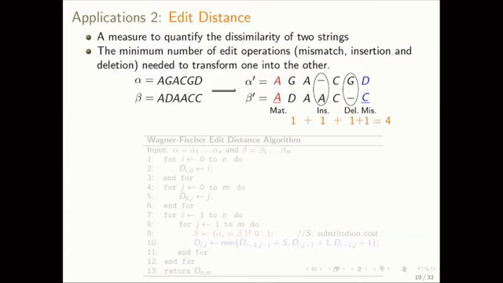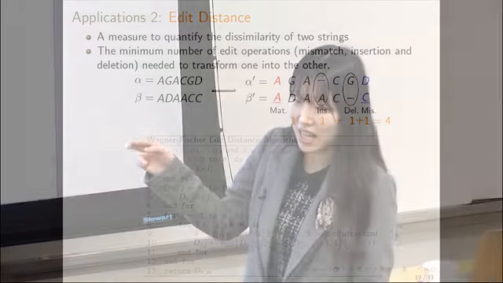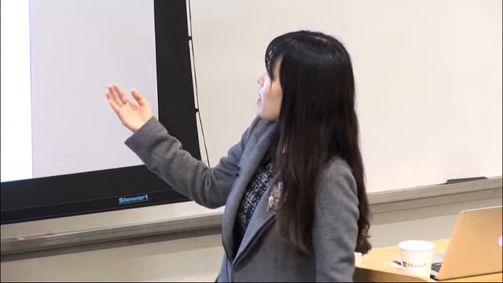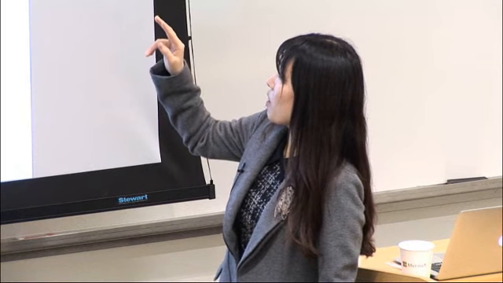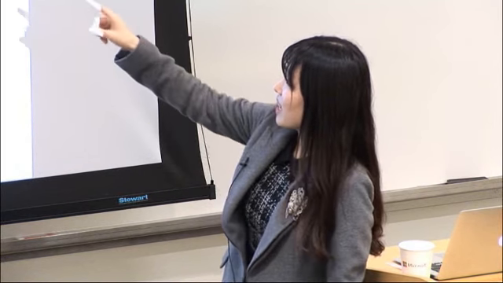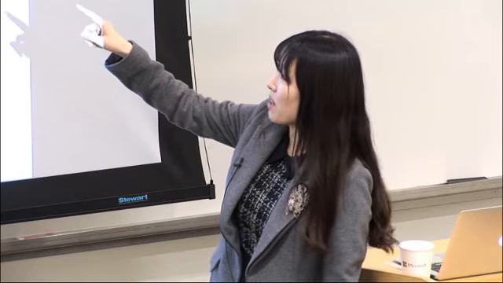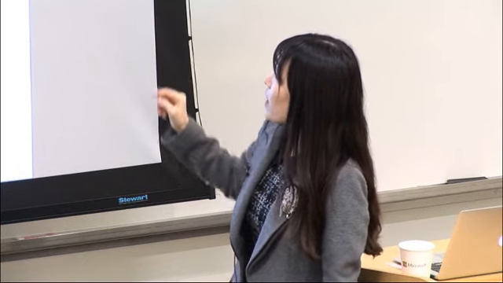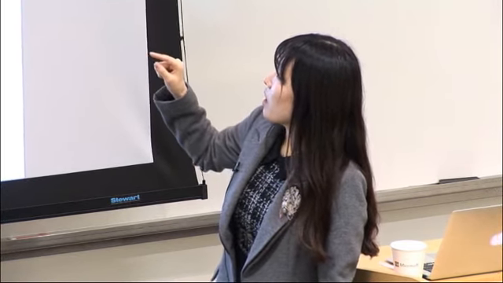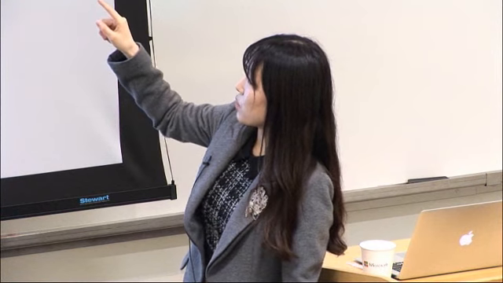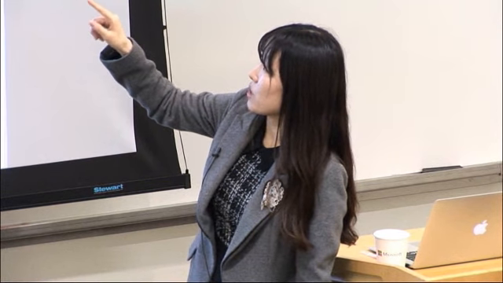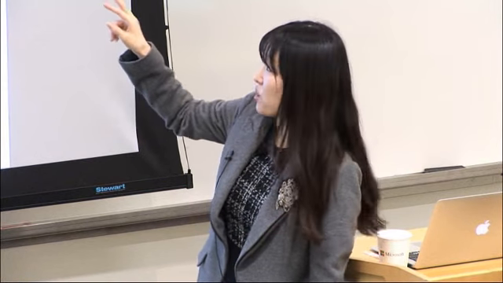For example, suppose that we have two strings, alpha and beta, and then we can make another strings by insertion of bar. Then the first same column is called match, and the last different column is called mismatch. And for the fourth column, alpha prime is needed to insertion of A in order to transfer into beta prime. So it is called insertion.